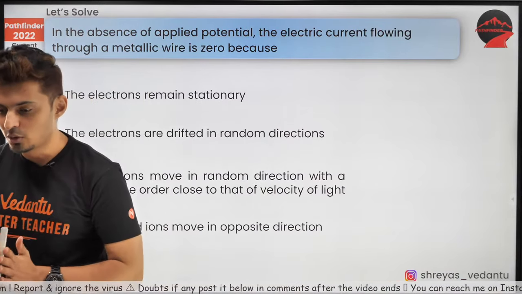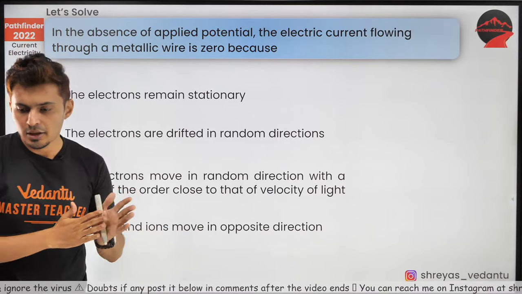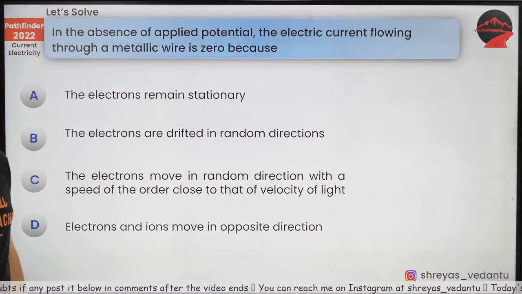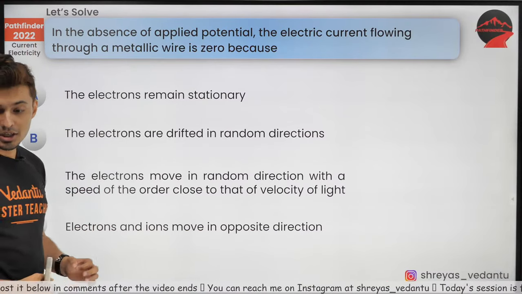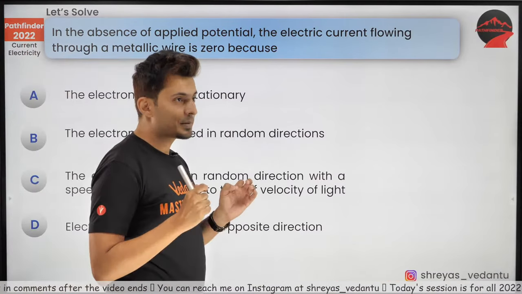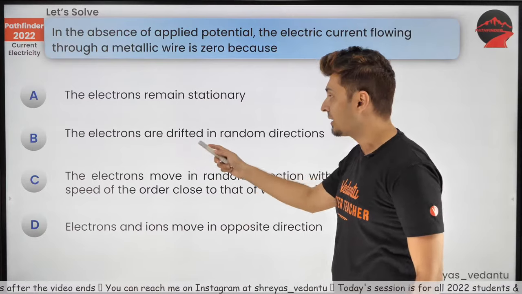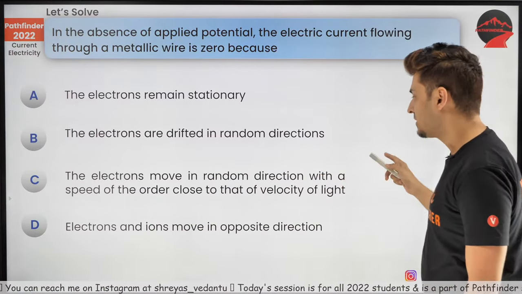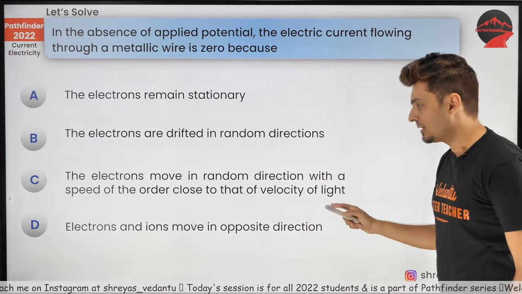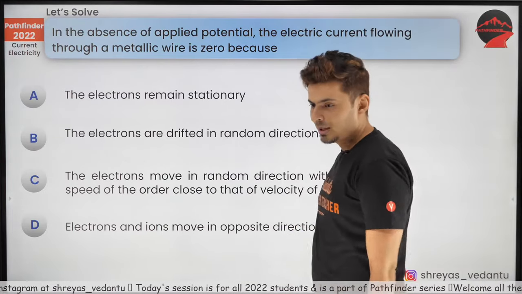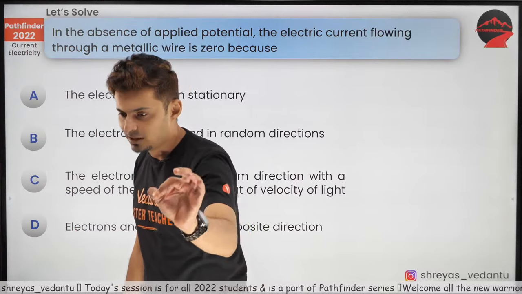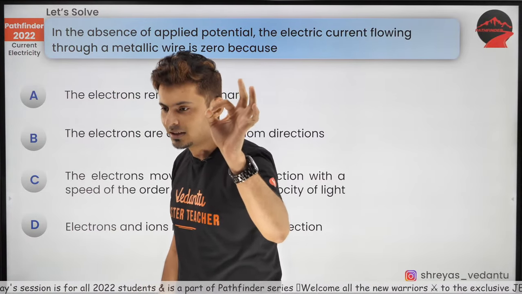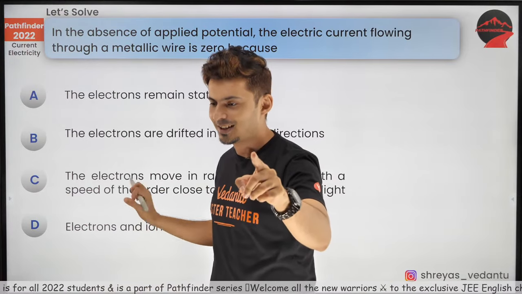Some of you are saying A, most of you are saying A, very few people saying B. Okay, come on, my warriors. Think carefully, read the question carefully. Are the electrons at rest, or are the electrons drifting in random directions, or do they move in random directions with the speed of light, or do the electrons and ions move in opposite directions? A lot of you are saying A, very few people saying D. Interesting. Well, Krishna Mohan is correct. The correct answer is B.